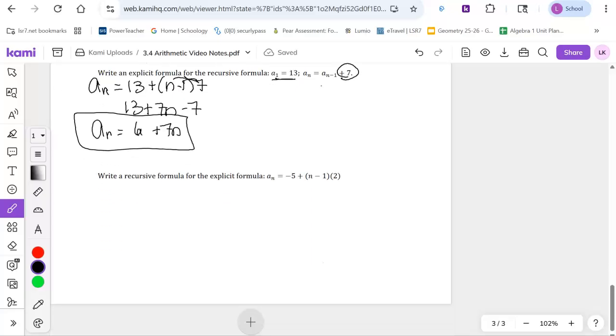This says, write the recursive formula for the explicit formula a sub n equals -5 plus n minus 1 times 2. So my a sub 1 is going to be negative 5, and my common difference is 2. So to write that formula, I have a sub 1 equals negative 5, a sub n equals a sub n minus 1 plus 2. Hopefully that helps you understand a little bit better.